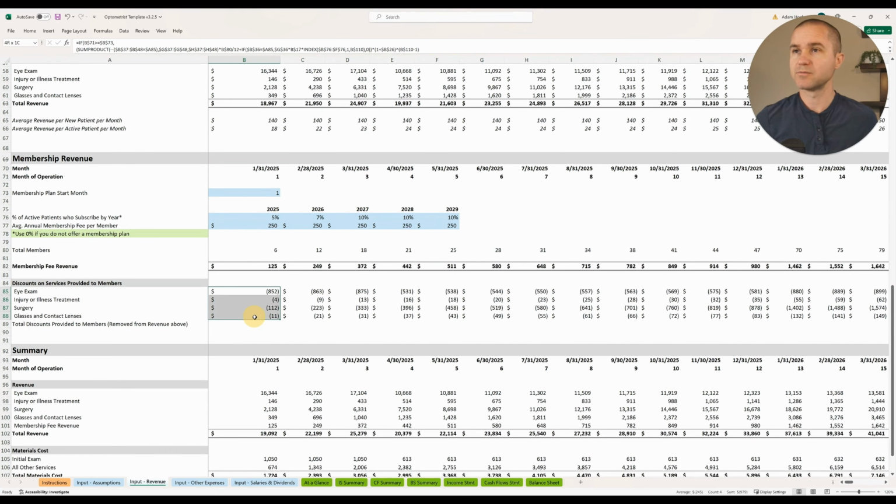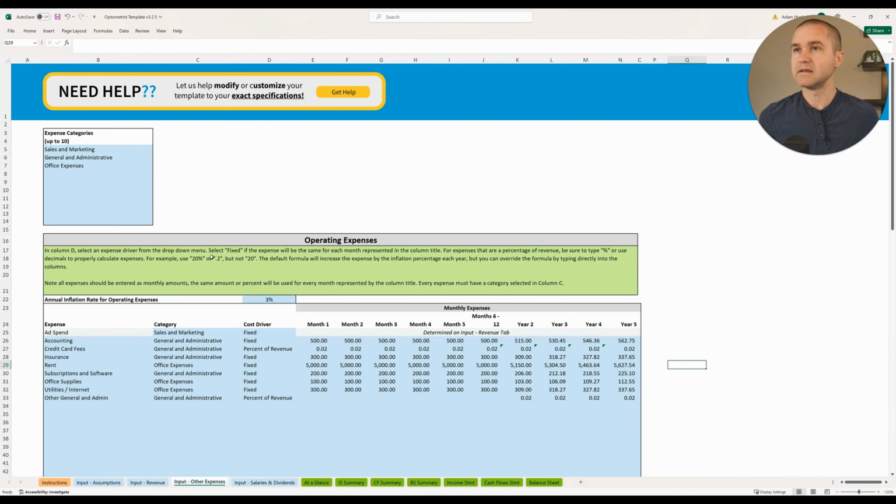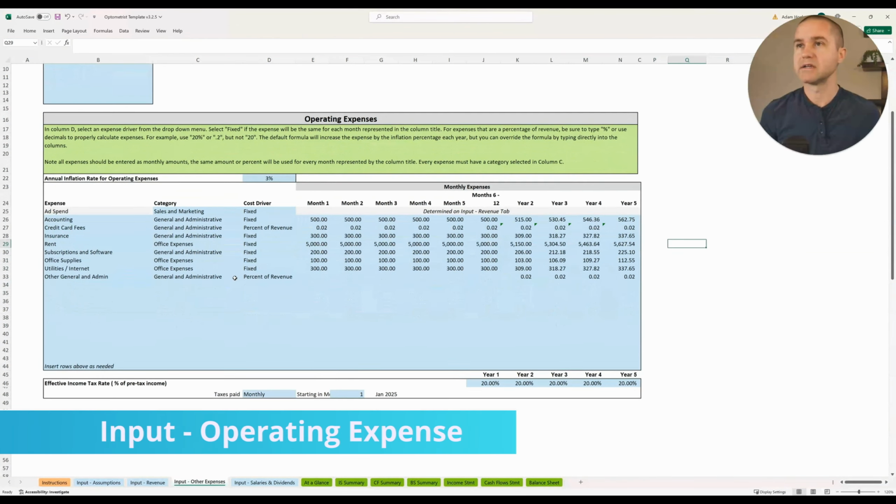And then this calculates based on all of the assumptions above and the number of members you have. This is the amount of discount that you'd be providing to members based on those assumptions and those discount rates. All right, so then ultimately this calculates your revenue and material cost for the office. And then the next thing we're going to look at is our operating expenses.